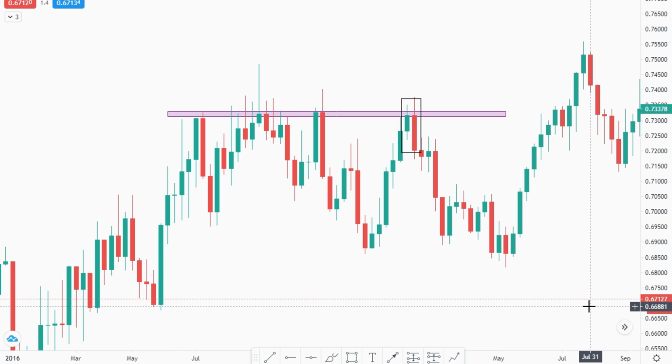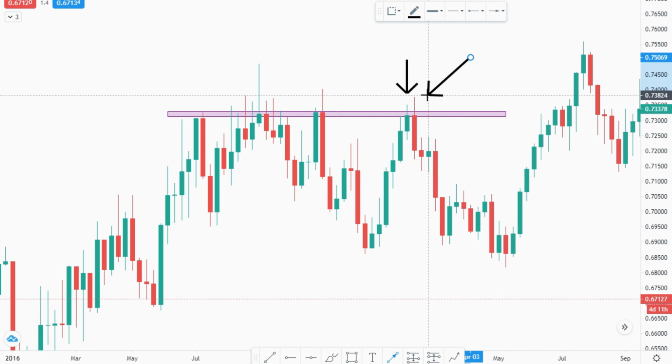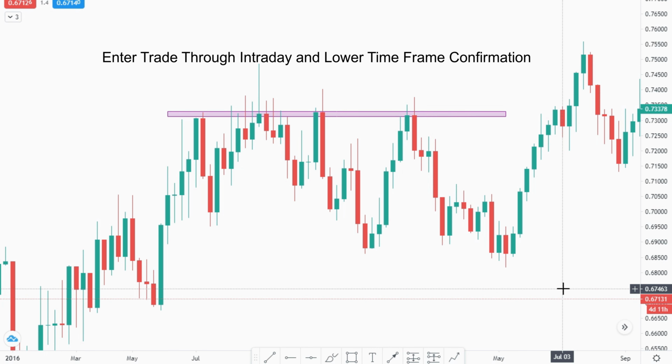a long wick candle rejecting the key level, and another long wick candle also rejecting the key level, and also a bearish momentum candle. We can enter the trade from lower time frame analysis.